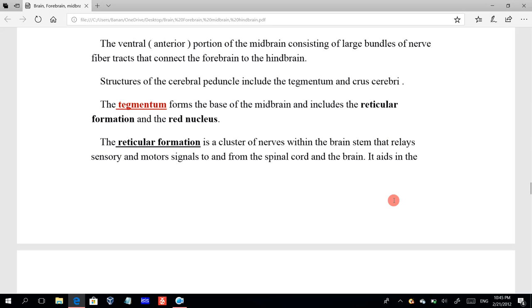The descending, the motor, from the motor area in the cerebral cortex to the midbrain and to the spinal cord and then to the peripheral nervous system, goes to all parts of the body like limbs, upper limbs, lower limbs, head, neck, and so on.